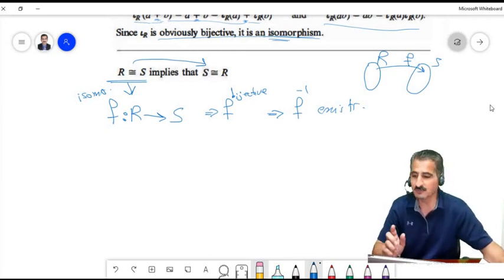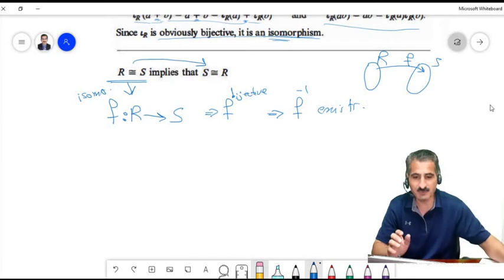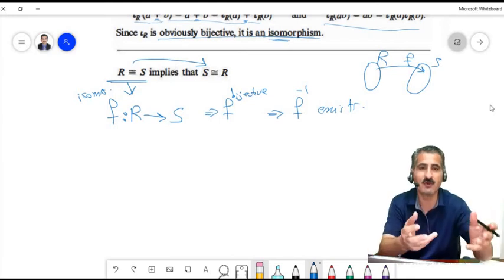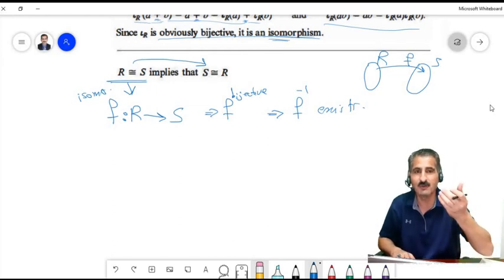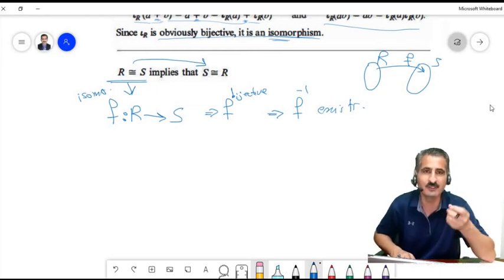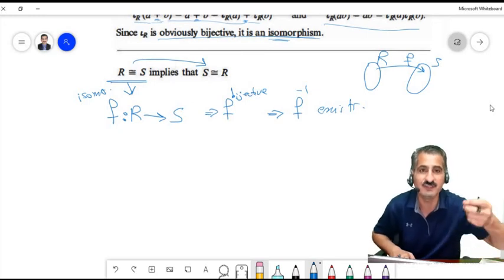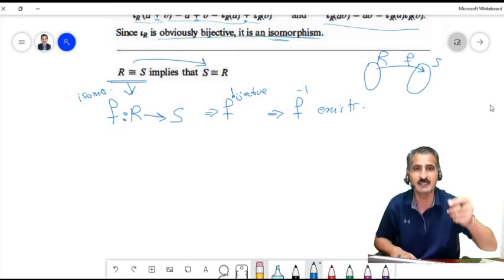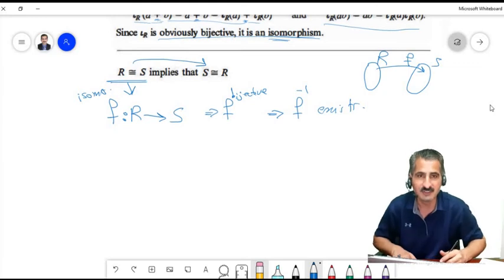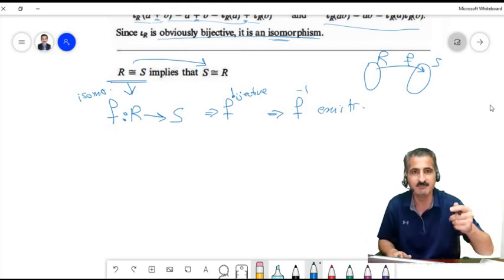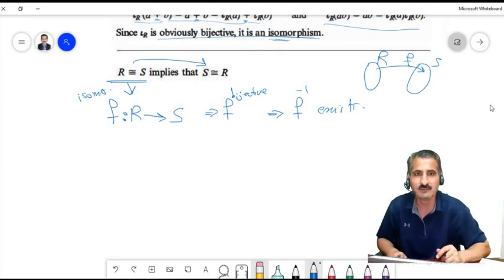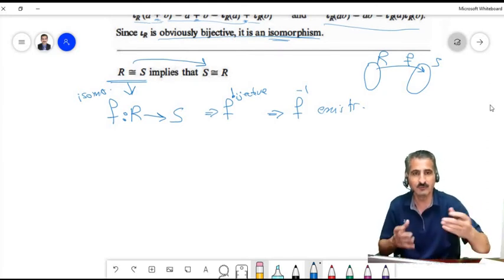But we don't want this only. In this case, we want the inverse to bring back all of S. I mean, I want the inverse to be defined on every element of S. That's why now I want it to be also surjective, not to guarantee the inverse exists. The inverse may exist without the function being surjective, no problem. But now we want the inverse to exist and be defined on every element in the codomain. Codomain now means the range.